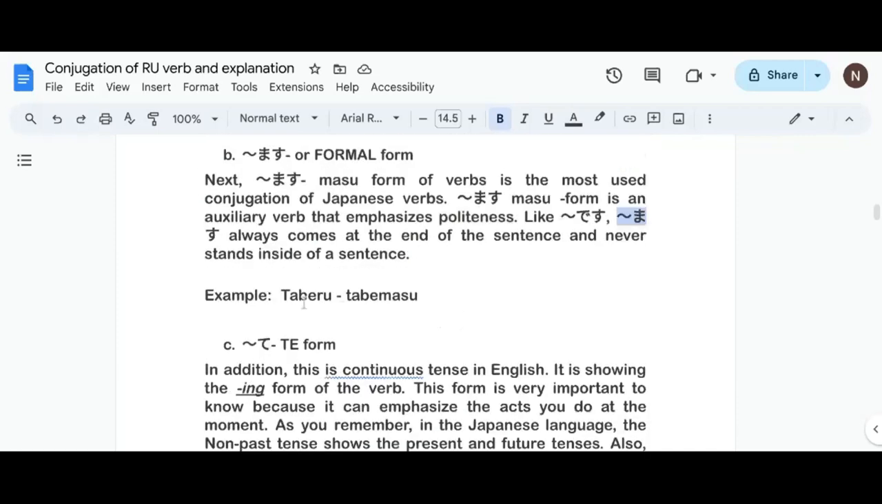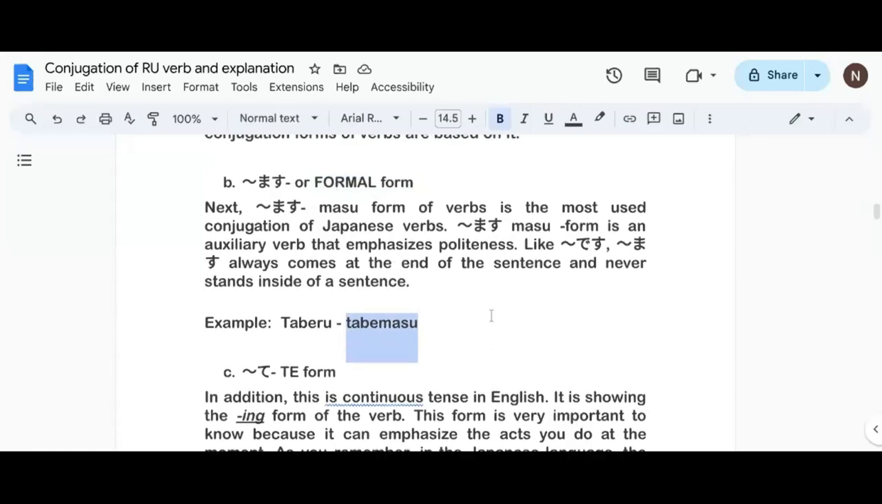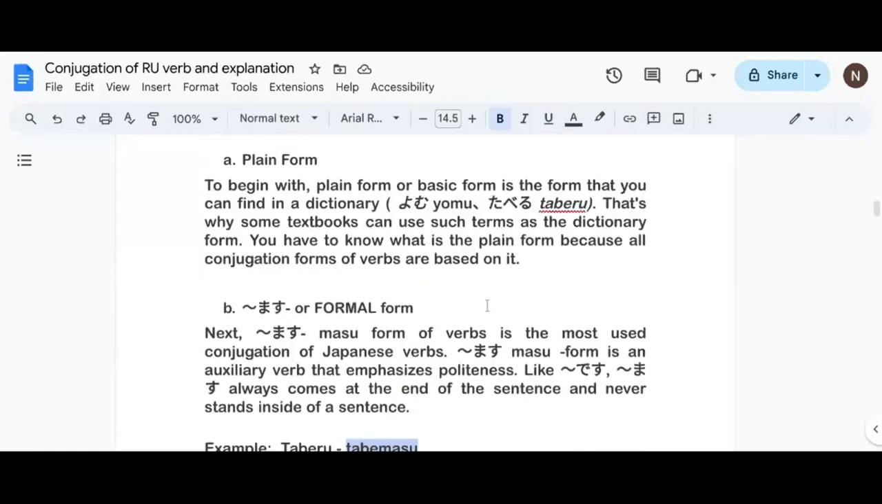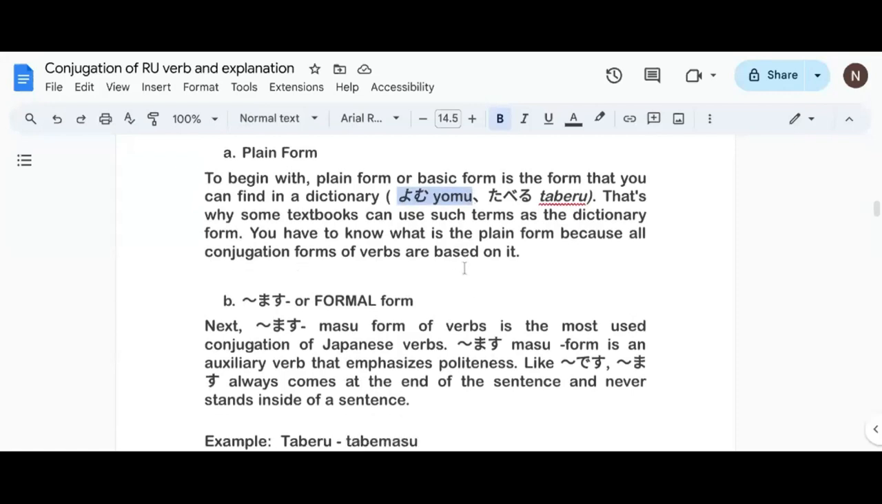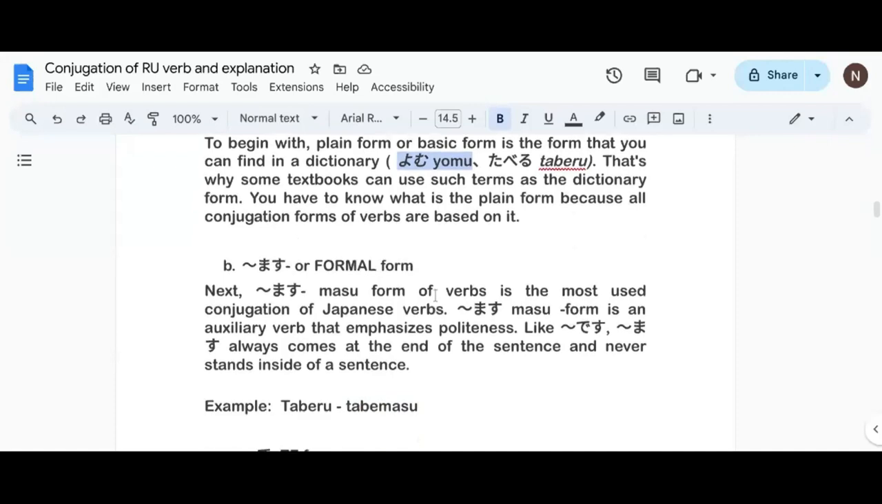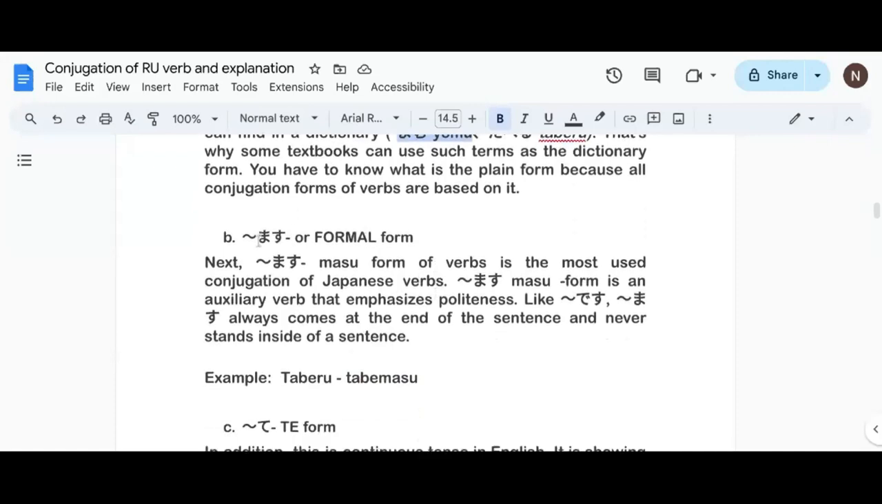Like, for example, from the word to eat, taberu, which is casual, will become now formal. For example, the word yomu, to read, casual, dictionary form. If we put it in the mas or formal form, it will be yomimas. So the mas, okay, this one, the mas form, okay?